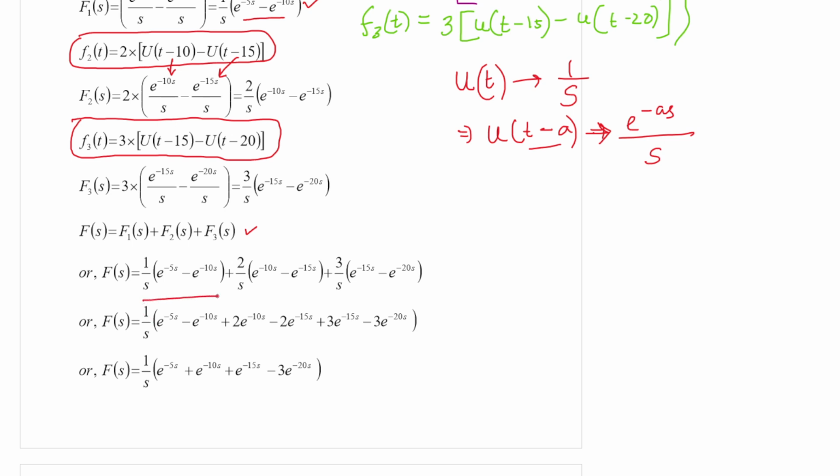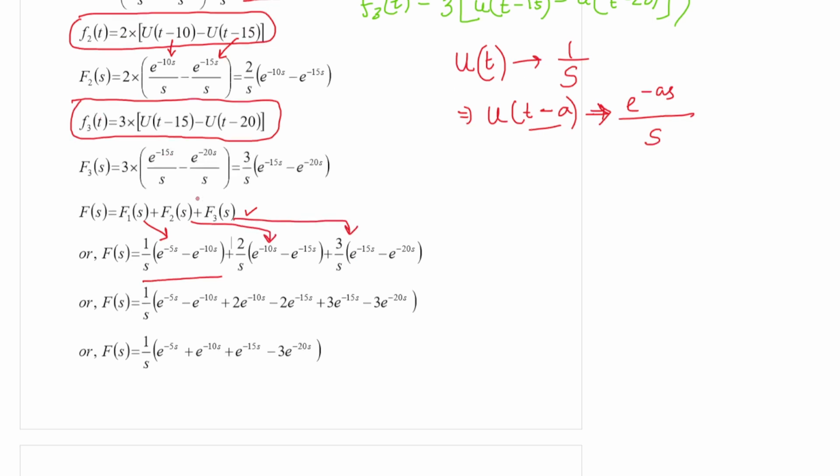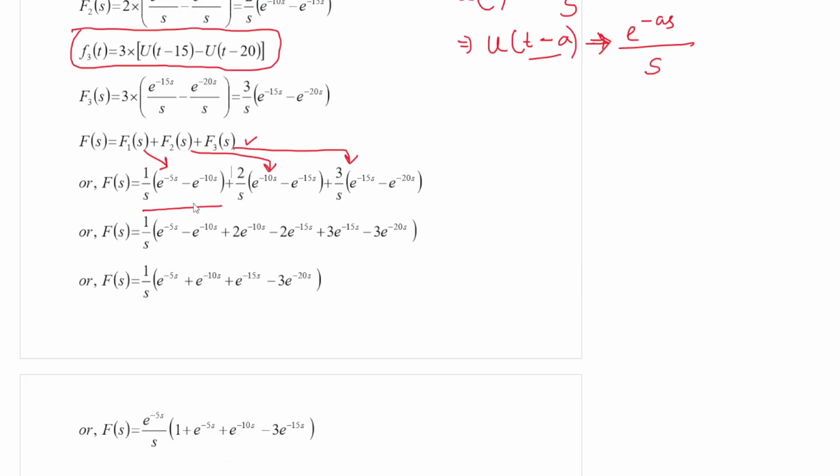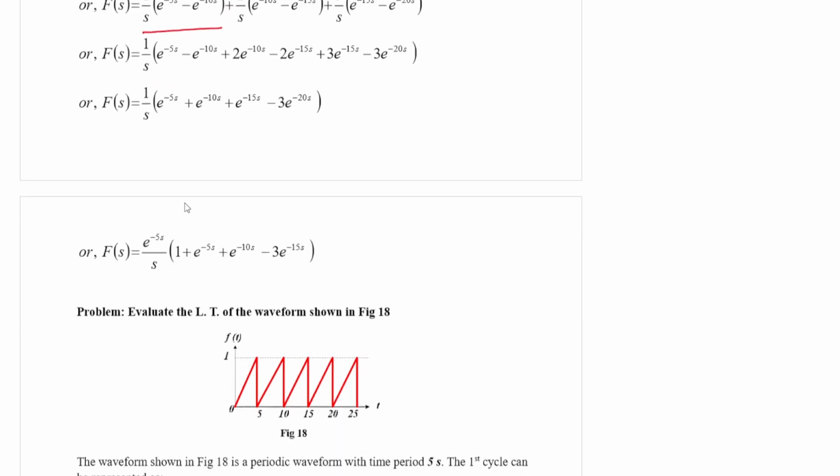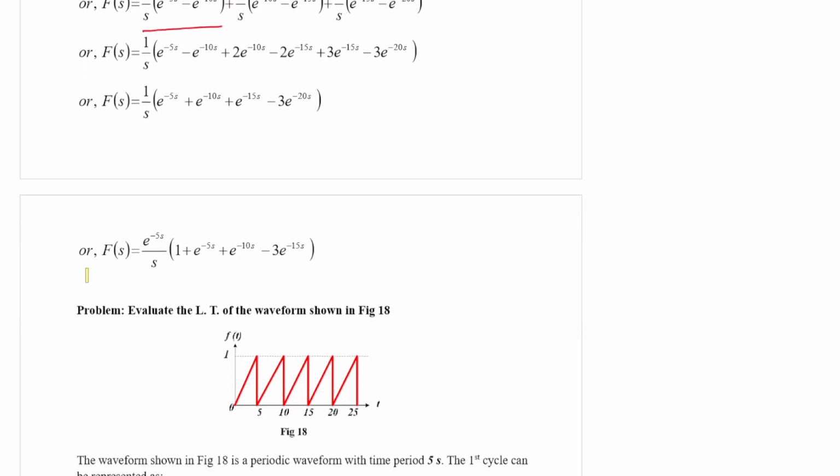this is for f1(s), right? This is for f2(s) and this is for f3(s). So if you add, you will get this answer.